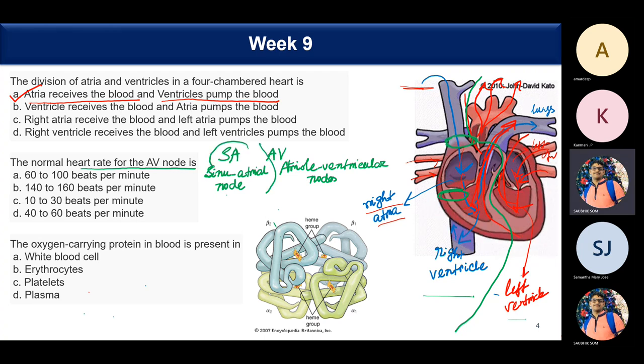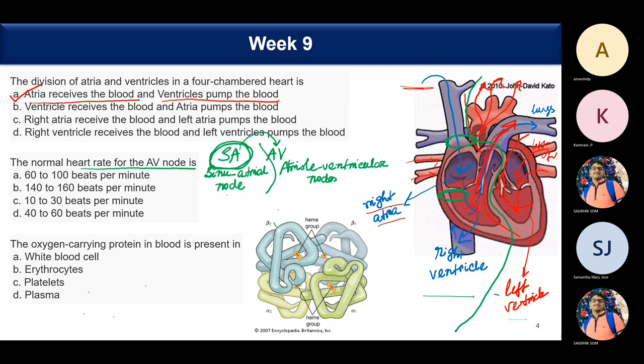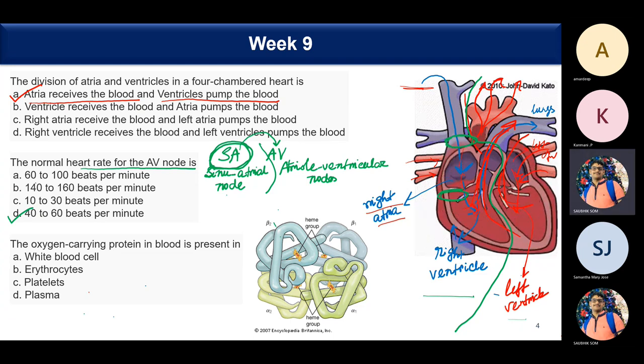Now, SA node is mainly responsible for the pumping of the heart. SA node signals to the AV node, so SA node pumps the atria and AV node pumps the ventricles. So this is kind of a factual question. AV node beats around 40 to 60 beats per minute. And SA node is 60 to 100 beats per minute.